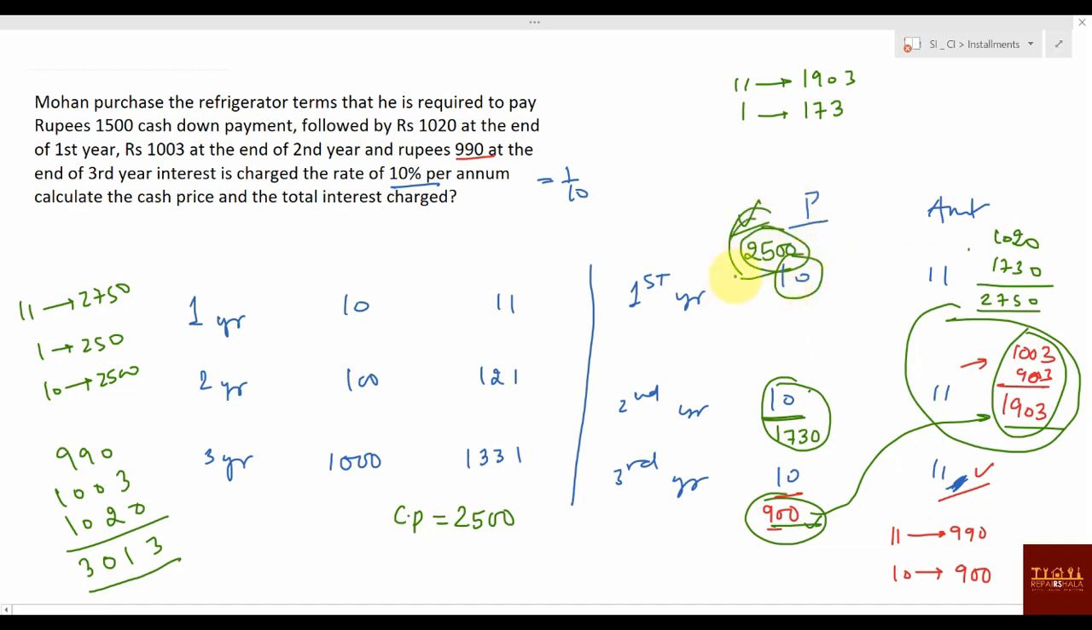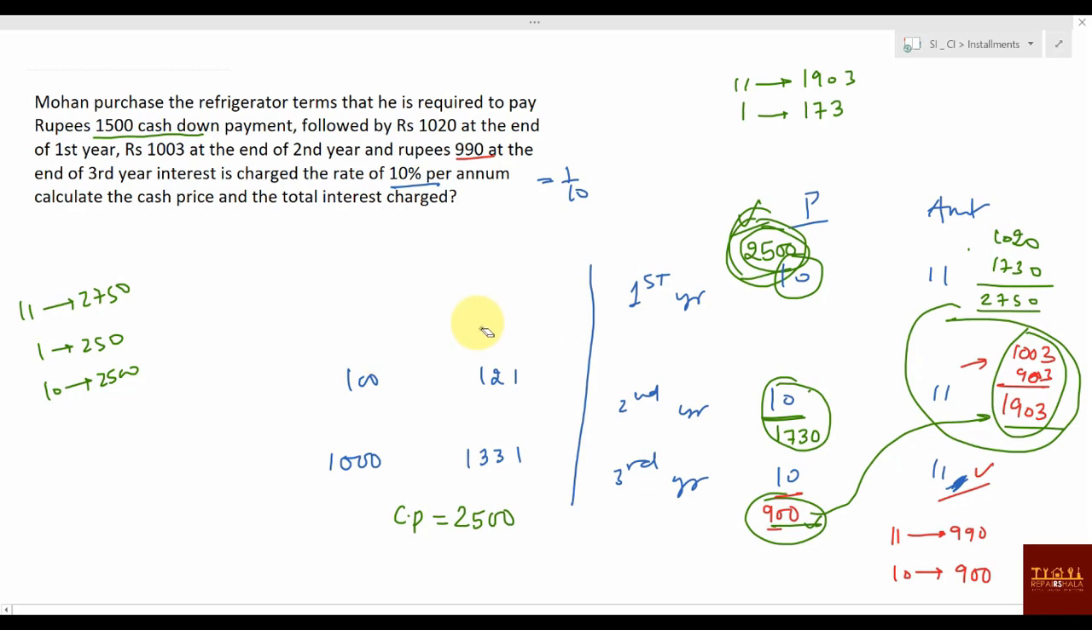Okay, so 2500 is there, and plus how much did you pay in starting cash down payment? 1500. Means your cash price will be 2500 plus 1500. If this cash down payment is not given, then this will become your total principal. So this will become 4000. Your cash price is 4000. How much have you paid actually? You can say 1500 you paid.